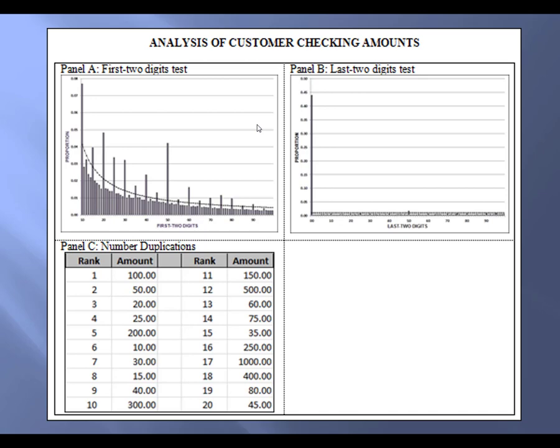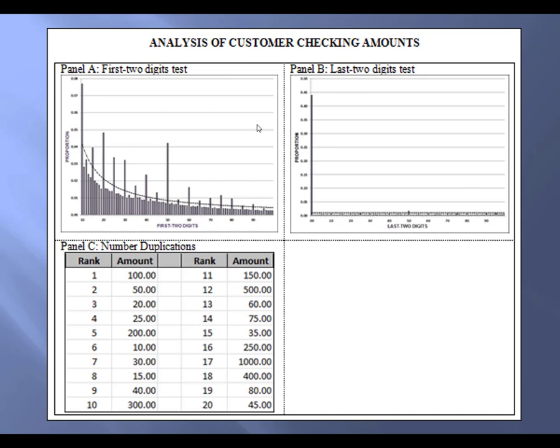This was an analysis that I did many years ago of the amounts that customers wrote checks for. So we had lots of checks, we had the digits of the checks, and in the left column there, in the first panel, we go from 10 to 99 along the x-axis. The line is Benford's Law, and the bars are my actual proportions. And you can see that I have spikes. I have excesses of numbers that start with 10, 15, 20, 25. I'm looking at the very spiky parts there.